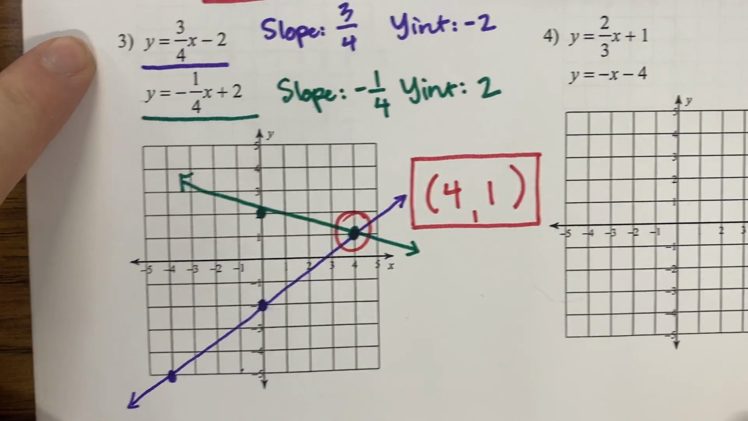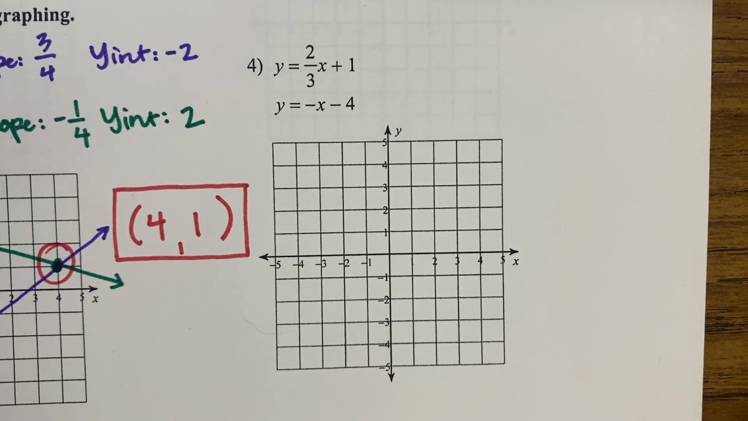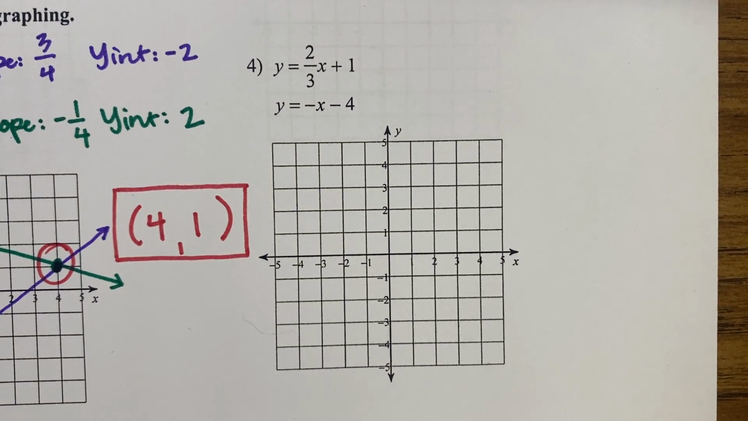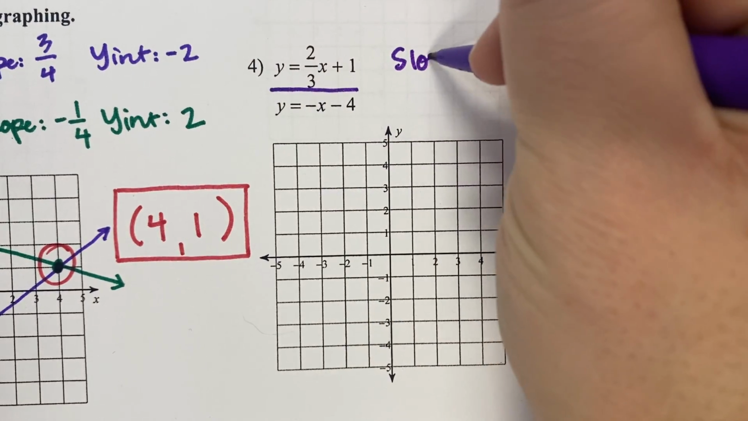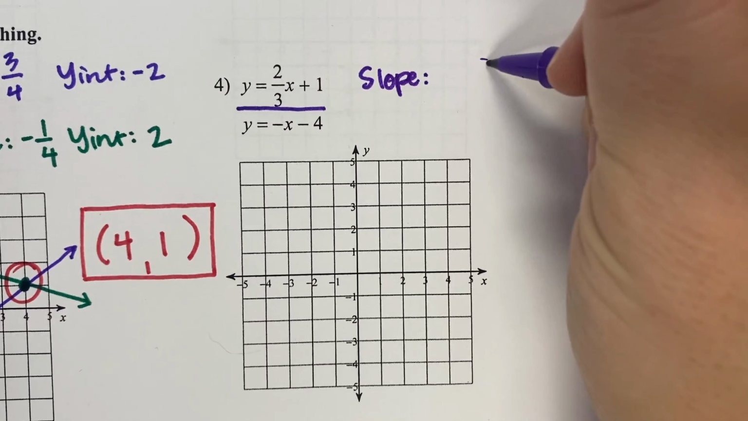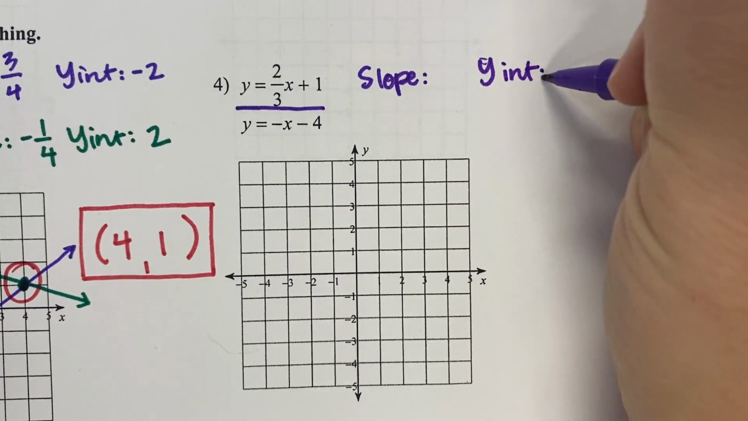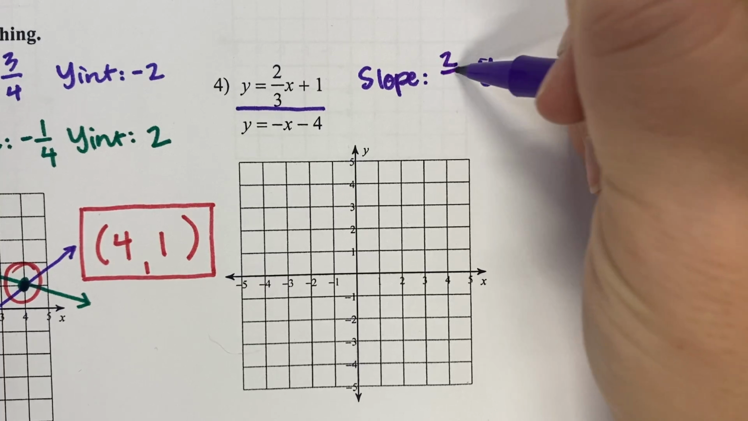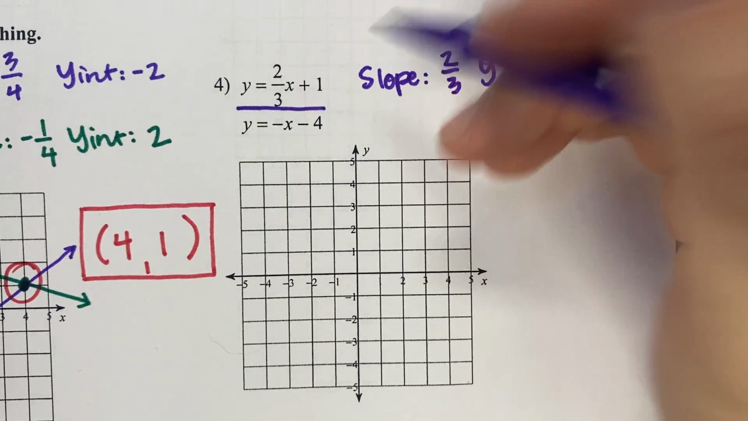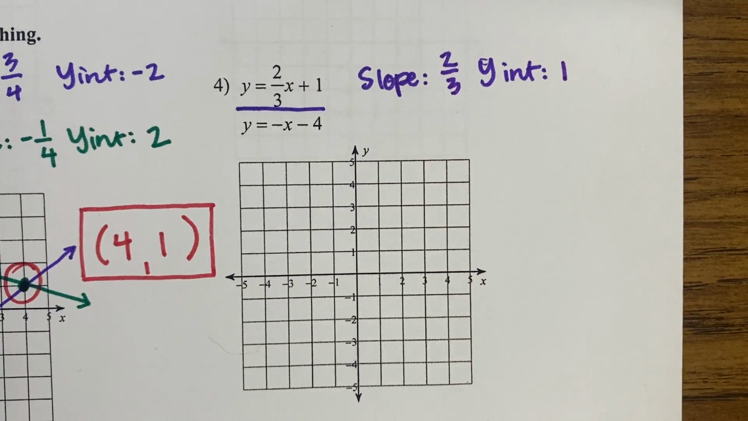And we are done with that. Let's go to number 4. Do it again. Okay, so let's take our purple line, top line, identify our slope and our y-intercept. My slope is always right in front of my x, so this is going to be 2/3. And my y-intercept is the number on the end, so 1.